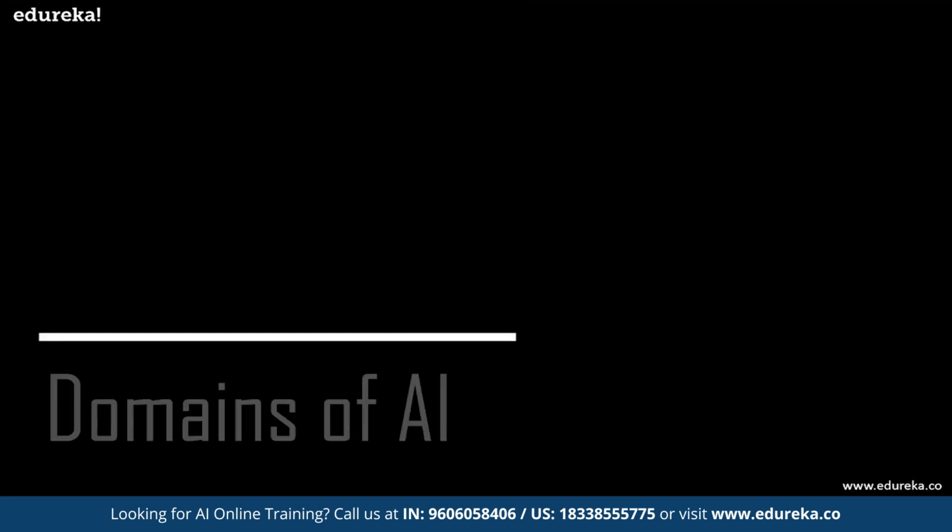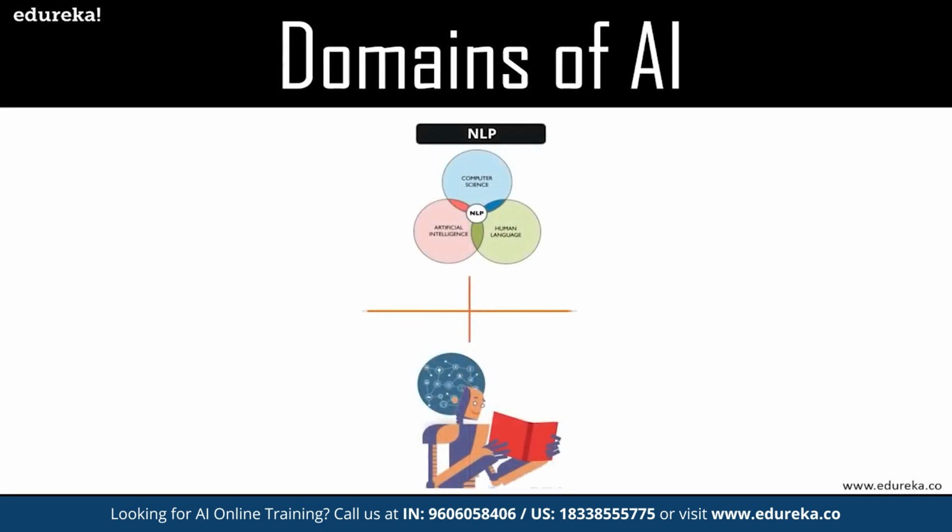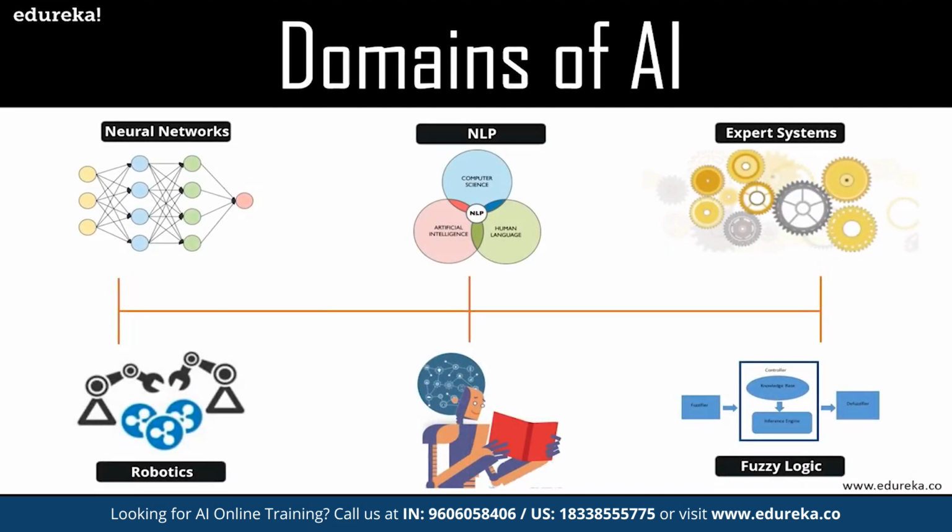Now, if we have a look at the different domains of artificial intelligence, first of all, we have neural networks. So, neural networks are a class of models within the general machine learning literature, and they are a specific set of algorithms that have revolutionized machine learning and artificial intelligence. So, you want to know more about neural networks? I'll drop a link in the description box below for the deep learning and neural networks tutorial.